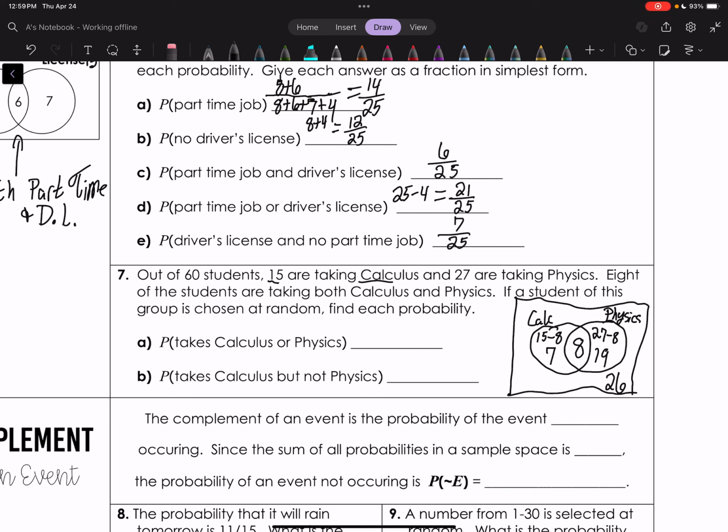Okay, part A takes calculus or physics. This will be 15 plus 27 because we're taking both. This is 34 out of my 60 students. This is 17 out of 30 simplified. How many take calculus, but not physics? So this is going to be the 7 for just calculus, and not physics, over 60 total possibilities. So I just want the amount of people in calculus and nothing else. Okay, that's finished.